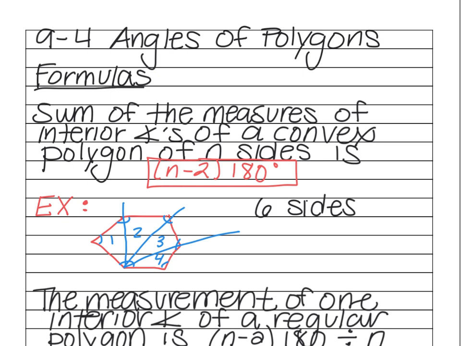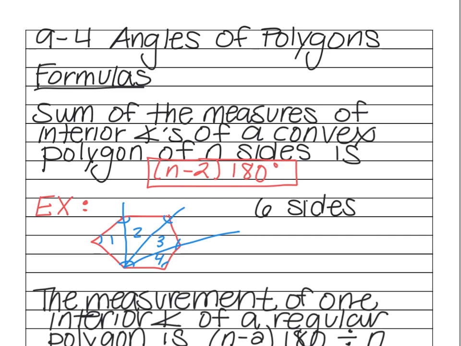So let's read this right here. Formulas. The sum of the measures of the interior angles of a convex polygon of n sides, where n means the number of sides, is n minus 2 times 180 degrees. For example, here we have a 6-sided polygon, and if you notice, I have cut this 6-sided polygon into 4 different triangles. This is how we got this formula. This is where it stems from.